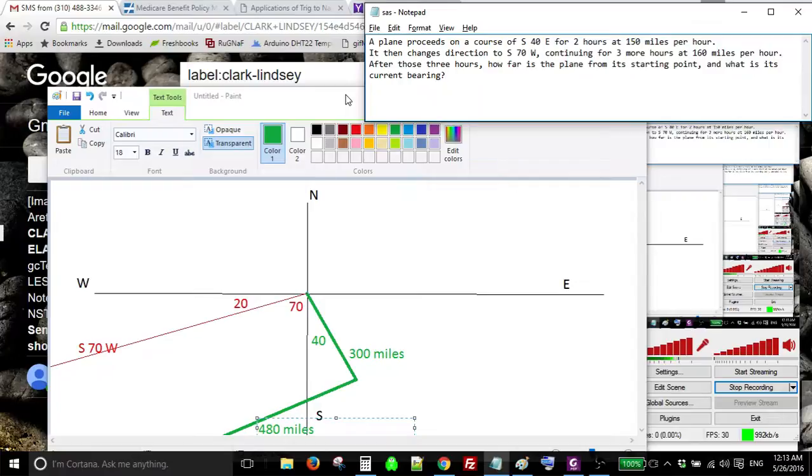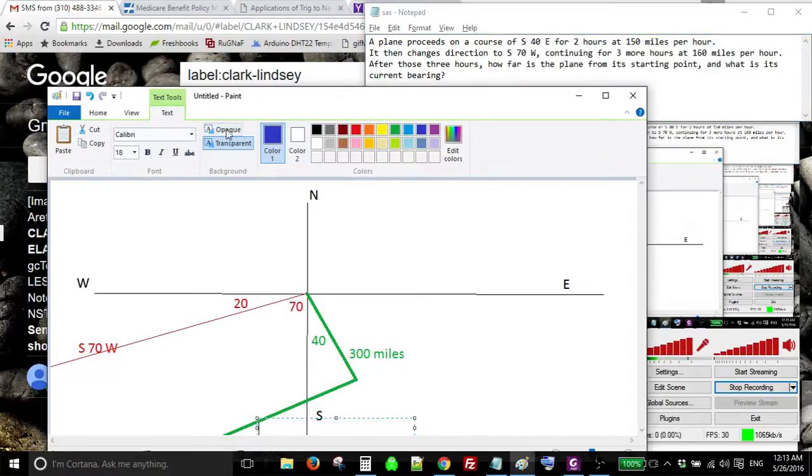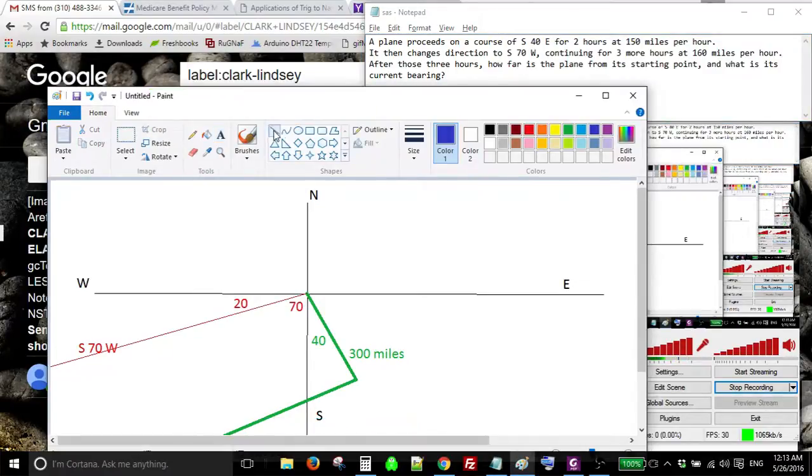So how far from the starting point, that would be, see, what we want to know is, this is the starting point here, and it is this distance away from the starting point. So I need the length of this blue line, and for the bearing, I need the angle right here. I need this angle right here.